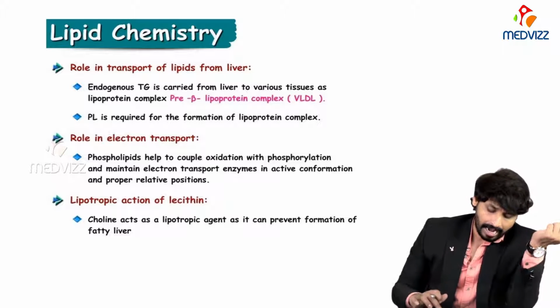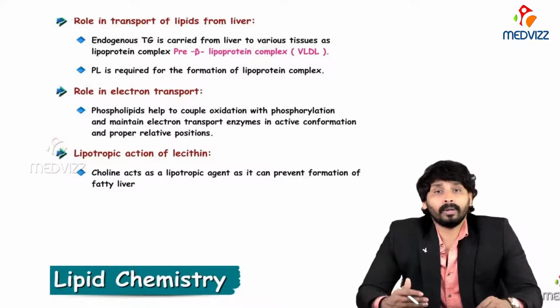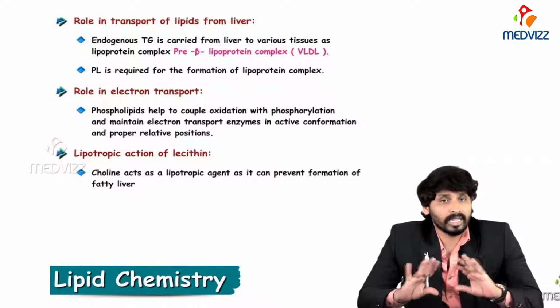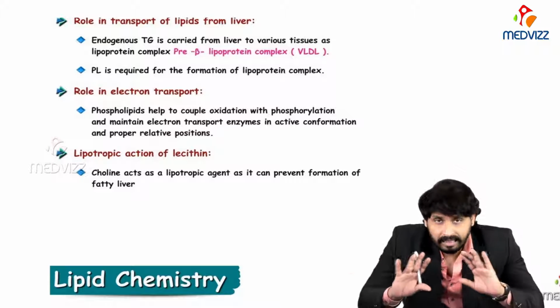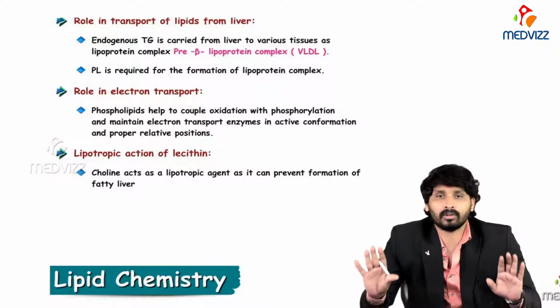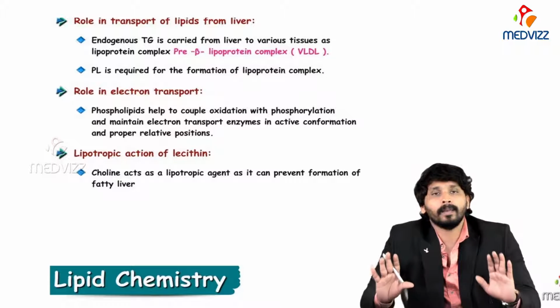And role in the electron transport chain. Phospholipids help to couple oxidation with phosphorylation. If there is no oxidation coupled with phosphorylation, there is no ATP production. So phospholipids play a major role in maintaining the enzyme system in the electron transport chain.